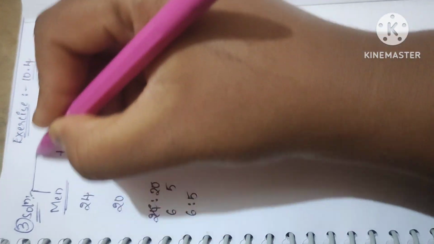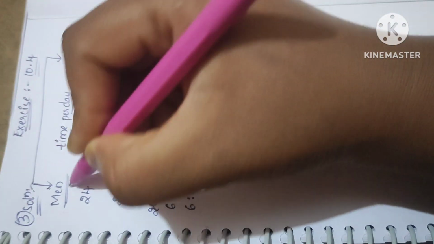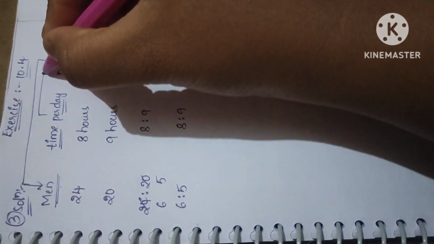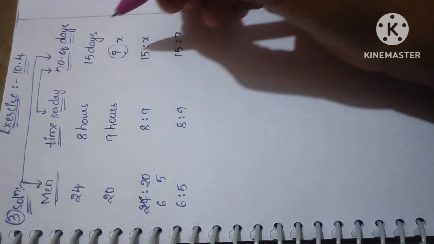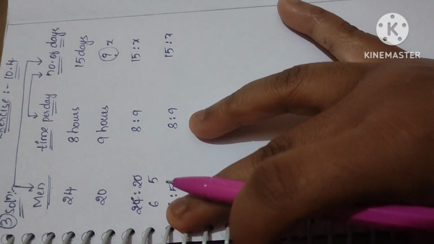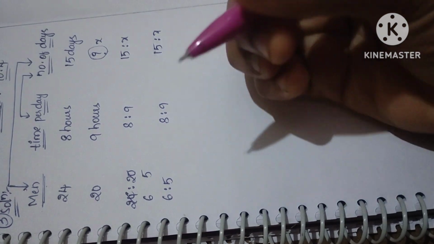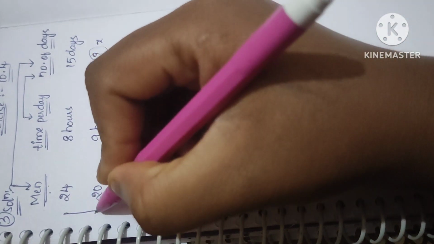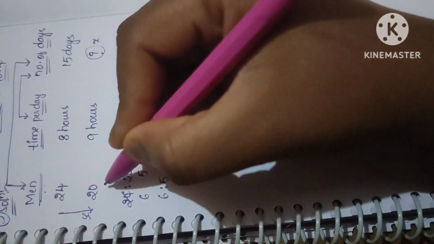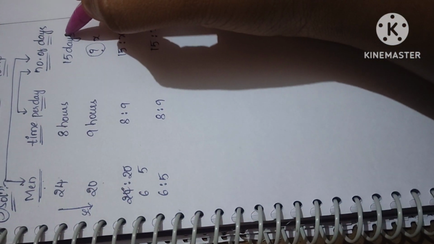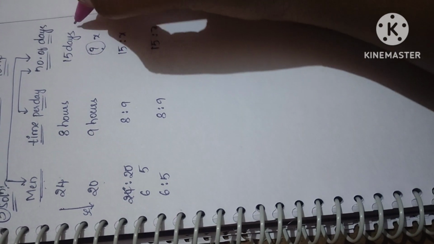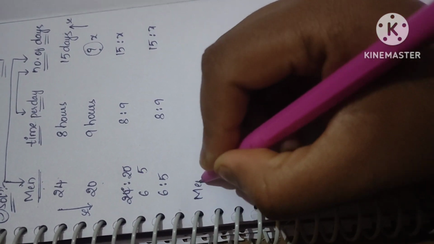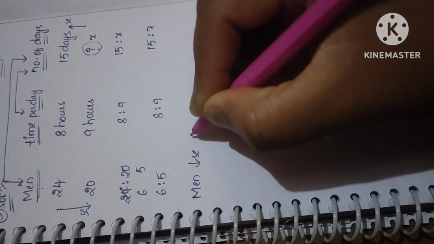Now what will we do? We have to compare this number of days with the remaining two quantities, that is men and time per day. To find the value of x, we have to compare like this. First let's compare with the men. See here, men decrease from 24 to 20. If men decrease, the number of days should increase. Very good. If men decrease, the number of days to complete the work should increase. Same point we can write here: men decrease, so number of days should increase.